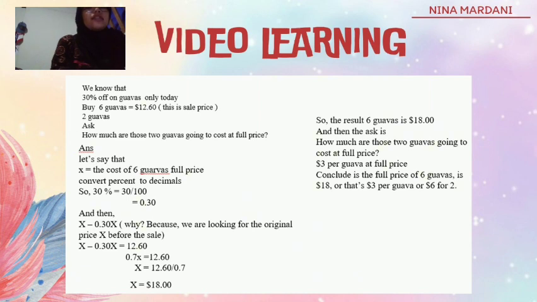And then x minus 0.30x, why? Because we are looking for the original price x before the sale. X minus 0.30x equals 12.60. 0.7x equals 12.60. X equals 12.60 per 0.7. X equals $18. So the result, 6 guavas is $18.